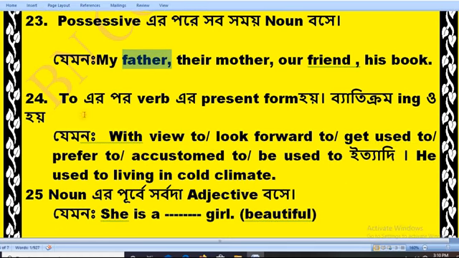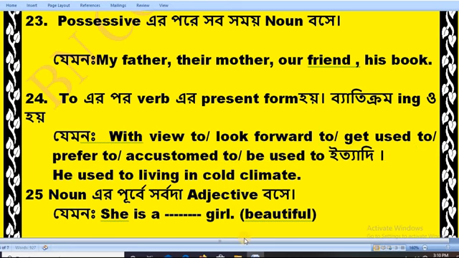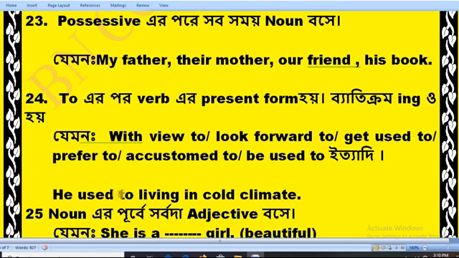Okay. After to, you know, only to. If you see only to, after to you will use verb present. But whenever you see this type of prepositional phrase: with a view to, look forward to, get used to, prefer to, accustomed to, be accustomed to, in that case you have to write verb plus ing. Okay, verb plus ing form.